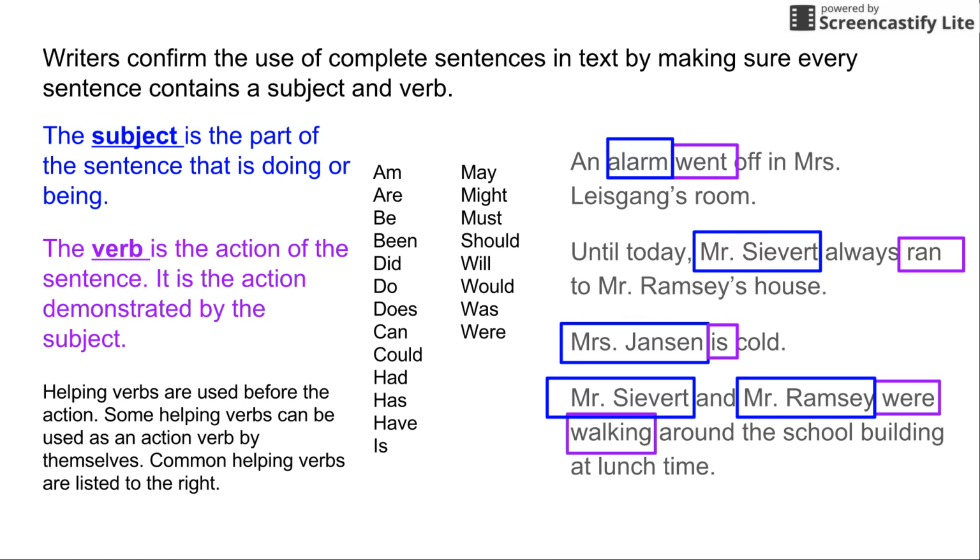So what I just did was confirm the use of complete sentences in a text by making sure every sentence contains a subject and verb. So now it will be your job to go to the website noreading.com, and your job will be to complete an assignment that involves identifying subject and verb in the sentence.